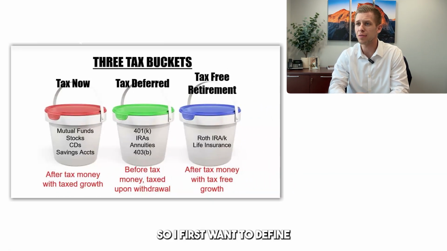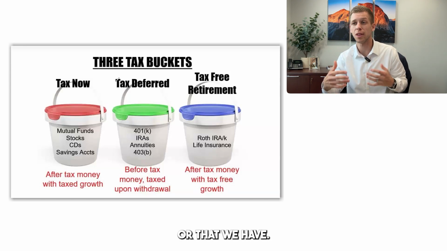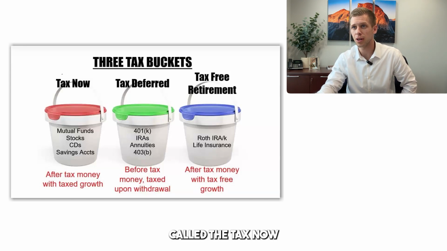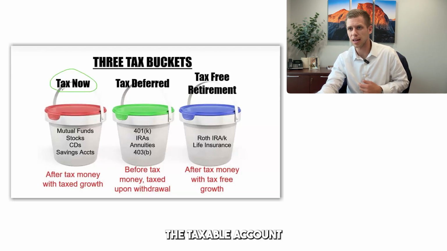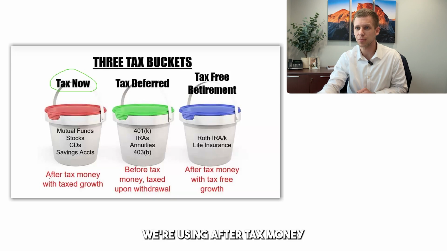Okay, so I first want to define these three different tax buckets that we have. So the first one, we'll call it the tax now. This bucket is also called a taxable account. We're using after-tax money with taxable growth.